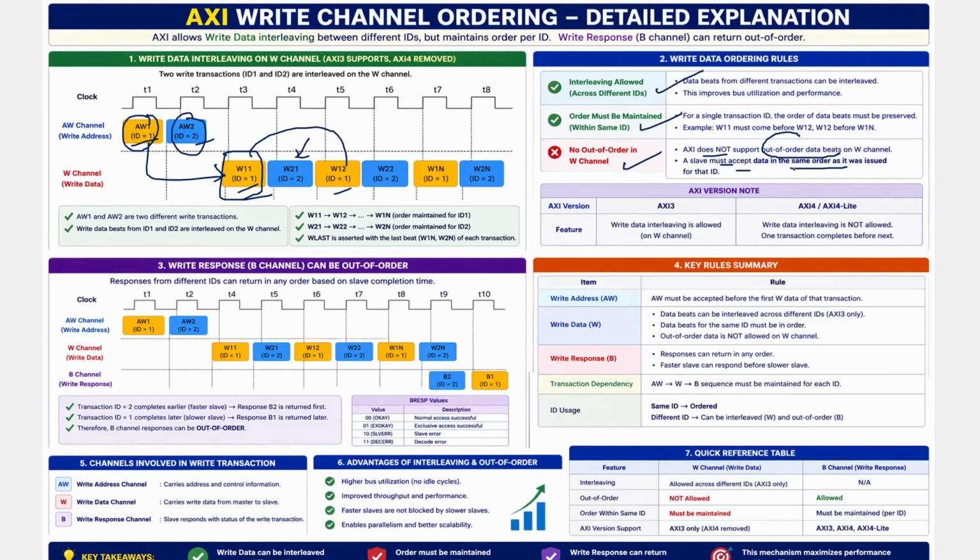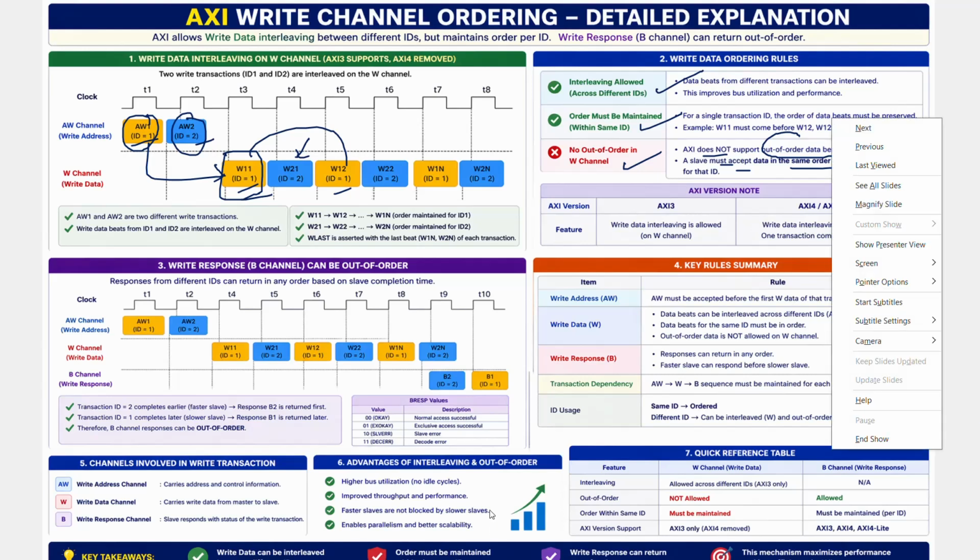I am transferring the data to you in the same order. I don't want to show any partiality between you. Okay, so then your response may come in any order, right? So that is the out of order transaction. So the write ordering rules do not support out of order transactions.